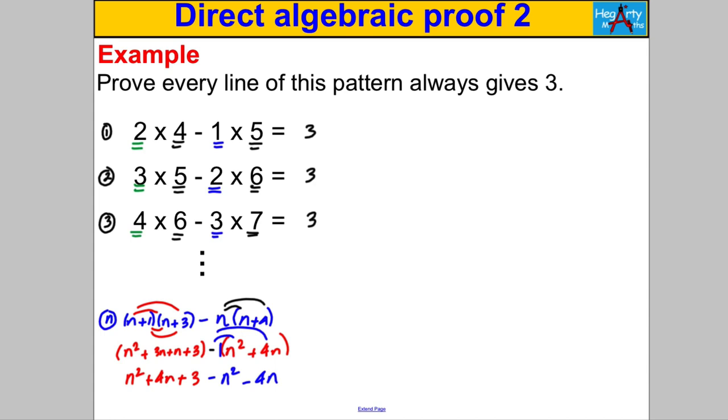Now we're going to be able to combine like terms, collect like terms. n squared take away n squared is no n squareds. 4n take away 4n is nothing. And look what we're left with, 3. Just as we wanted to show. And we've shown that in the nth line, for the general case, you get the answer 3. So we have proved that this is true.